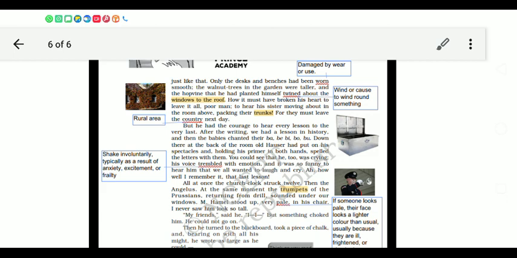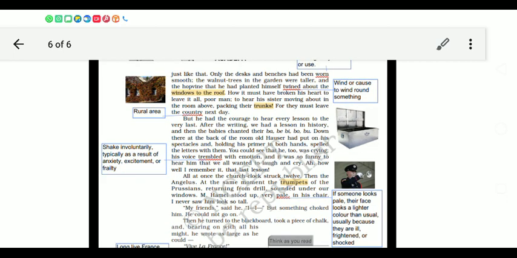Twined: to wind or cause to wind round something. This word has been used for the hop vine, the creeper that wraps around the window. You may have them in your homes too. We have them in our school also. Wind means to wrap around, to wind round something. Country, or you say countryside, that is rural area. Trembled: to shake involuntarily, typically as a result of anxiety, excitement or frailty. Tension mein aake jab aap kaampte hain, that is called tremble.